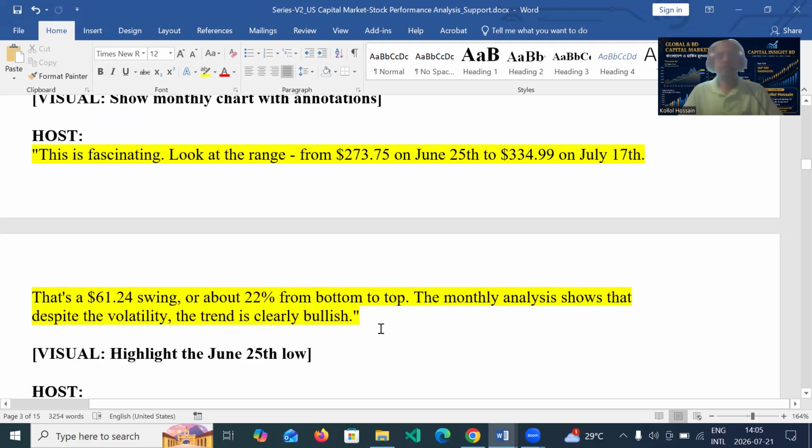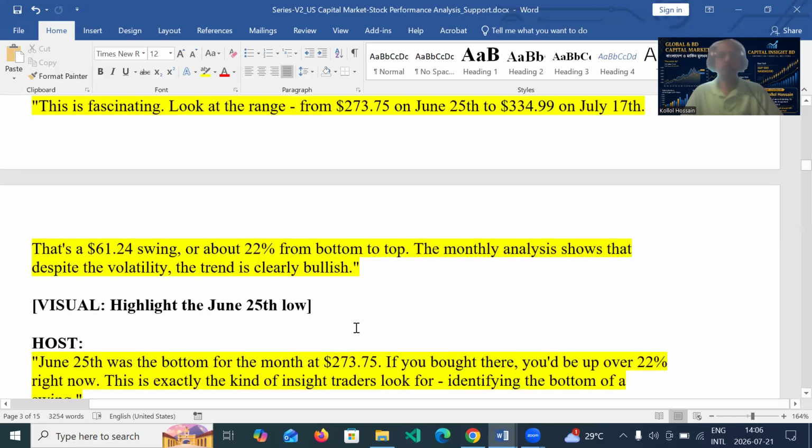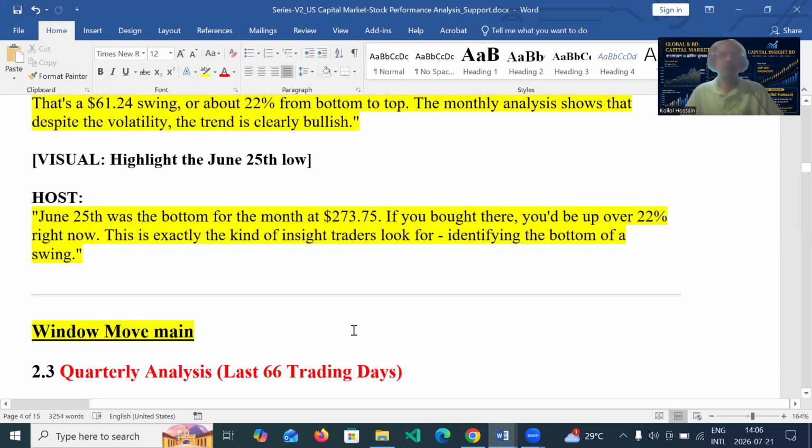This is fascinating. Look at the range from 273.75 on June 25th to 334.99 on July 17th. That's a 61.24 swing, or about 22% from bottom to top. The monthly analysis shows that despite the volatility, the trend is clearly bullish. June 25th was the bottom for the month at 273.75. If you bought there, you would be up over 22% right now. This is exactly the kind of insight traders look for, identifying the bottom of a swing.